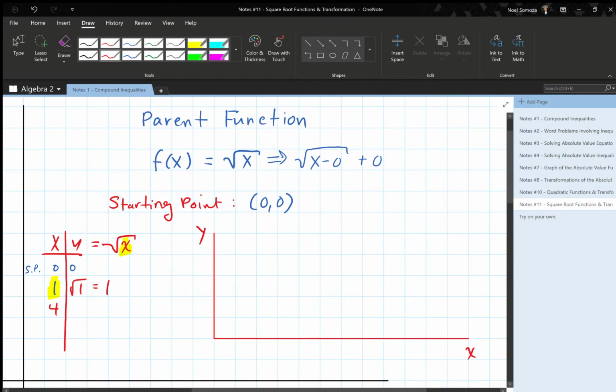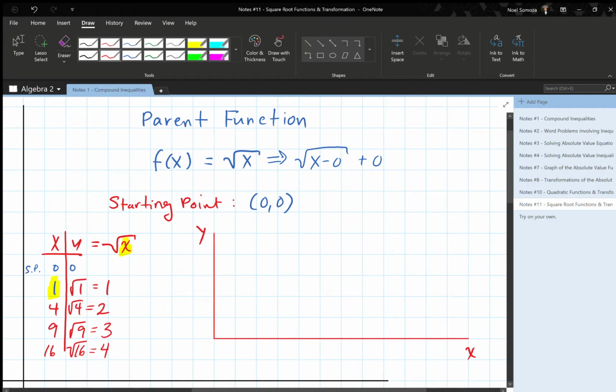Let's use 4. So now I take the square root of 4, and the square root of 4 is 2. Okay, what's after 4? 16. Before 16? 9, right? So let's use 9. Square root of 9, we get 3. Right? And then after 9, we could use 16, right? Square root of 16, which is 4.